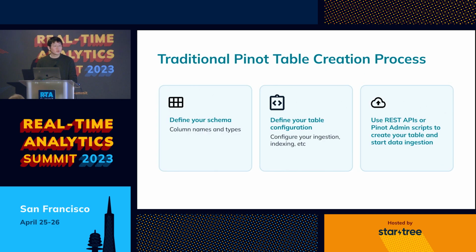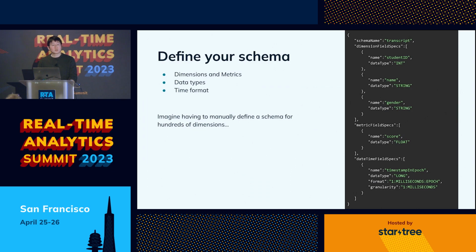Traditionally, the Pinot table creation process involves 3 different steps. You first need to define your schema, then define your table configuration, and then use REST APIs or Pinot admin scripts to create your table and start your data ingestion. Let's look a little closer at each step. First, you need to define your schema.